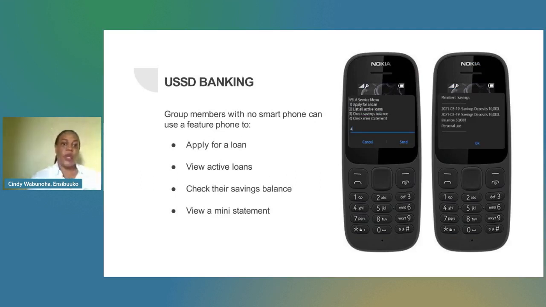As you see, this is the basic feature phone that a normal person would access and be able to do things like apply for a loan, view their active loans, their savings balance, their last 4 transactions, and things like that. So no one is locked out, and we're able to do so much more.